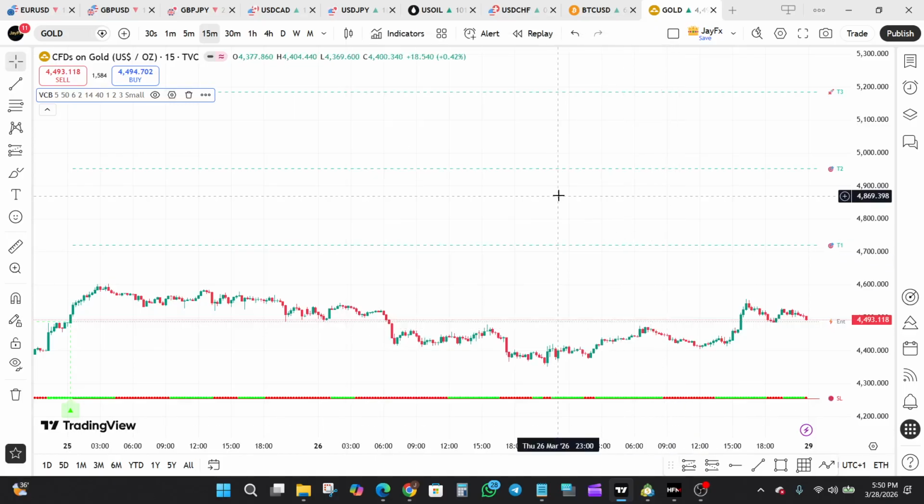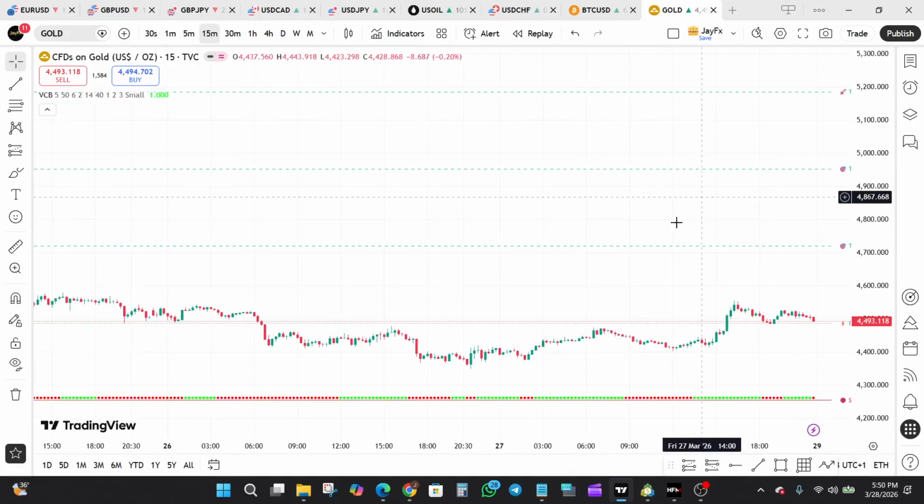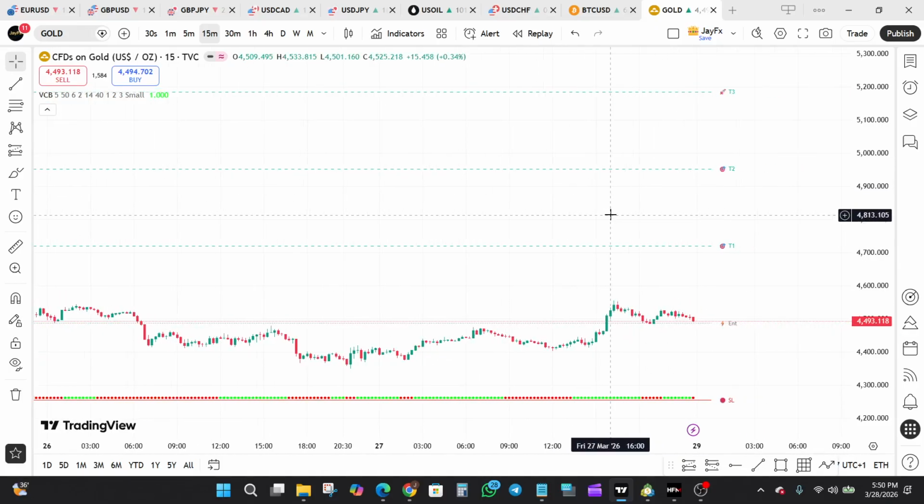So this indicator could be a valuable addition to your trading toolkit if you're looking for a simple indicator that gives entry points and potential exit points.